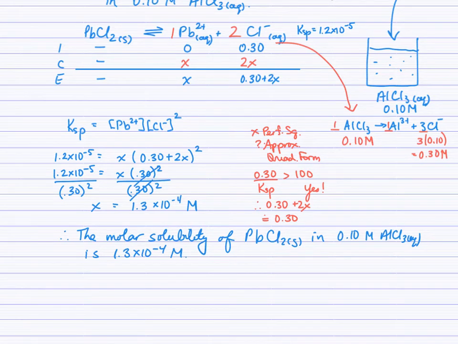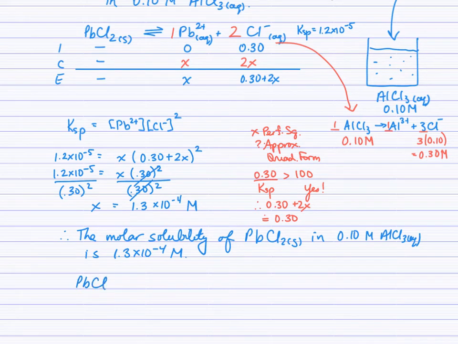Okay, so how does the molar solubility of the lead 2 chloride in the aluminum chloride solution compare to the molar solubility of the lead 2 chloride in water? And you'll notice that our earlier value at 1.4 times 10 to the negative 2 was definitely greater than this solubility. And that's what we would expect if you think back to Le Chatelier's principle.